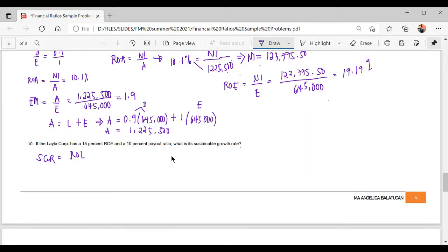ROE. You multiply it by 1, if the payout ratio is given, so you can use this one. 1 minus the payout ratio, then 1 minus ROE times 1 minus payout ratio. Okay. So simply substitute. What is the answer for question 16?